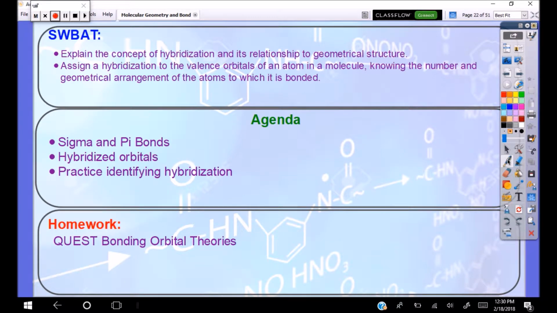Hello class, today we're going to explain the concept of hybridization and its relationship to geometrical structure. We'll also be able to assign hybridization to the valence orbitals of an atom in a molecule, knowing the number and geometrical arrangement of the atoms to which it is bonded. This goes well with valence bond and molecular orbital theories.